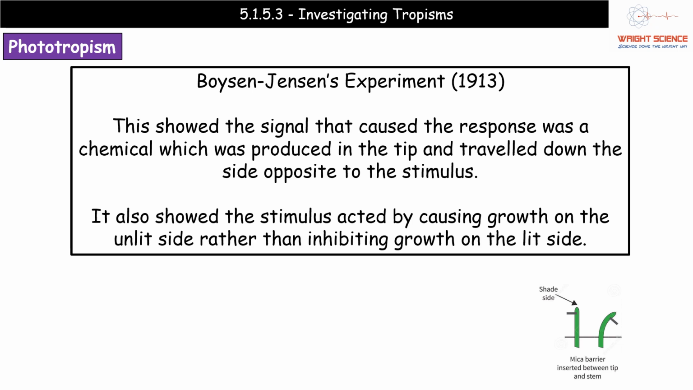So what we do know is that we have got something that is then diffusing down this plant and it's stimulating growth on the shaded side. It's not something being produced that then inhibits growth on the lit side. And that mica barrier experiment just proved that to us. So at the end of Boysen and Jensen's experiment, we knew that there was a chemical that travelled down the shaded side, stimulating the growth of the cells on the shaded side of the plant.